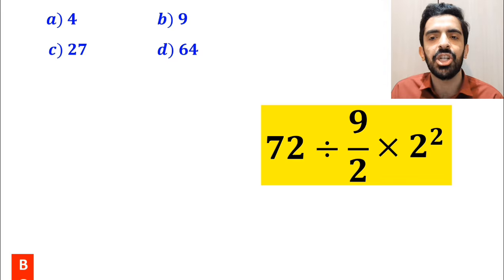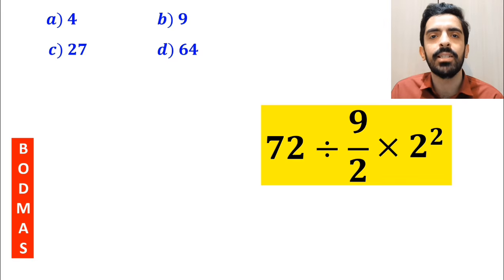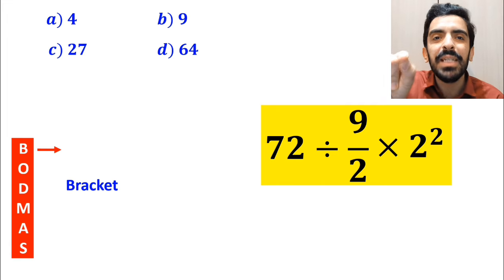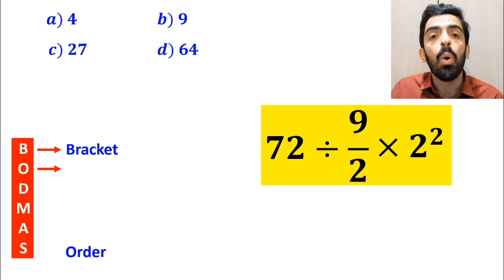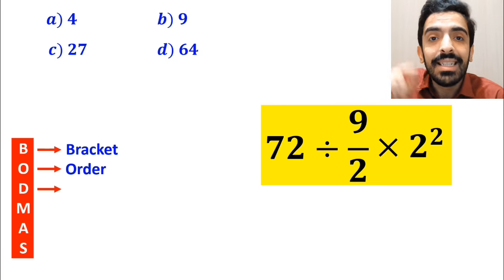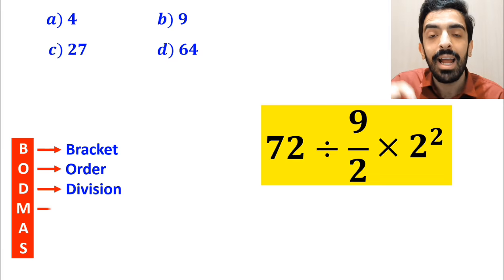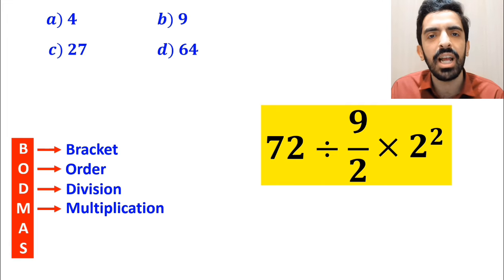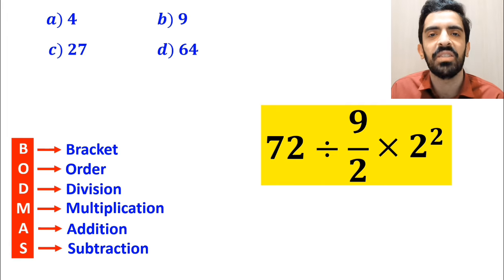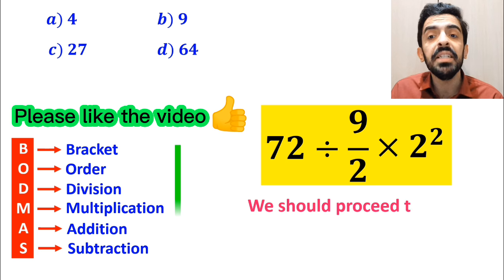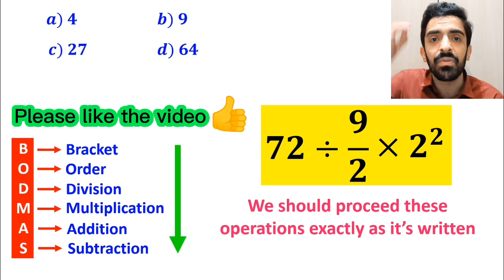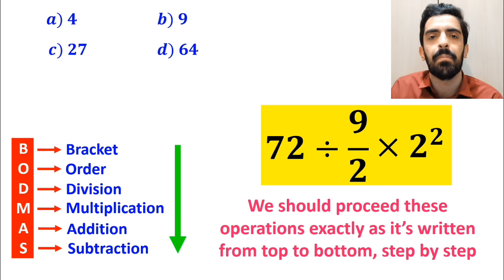To solve this question, we must follow the PEMDAS rule. In this rule, B stands for bracket, O stands for order, D stands for division, M stands for multiplication, A stands for addition, and S stands for subtraction. We should proceed with these operations exactly as it's written from top to bottom, step by step.